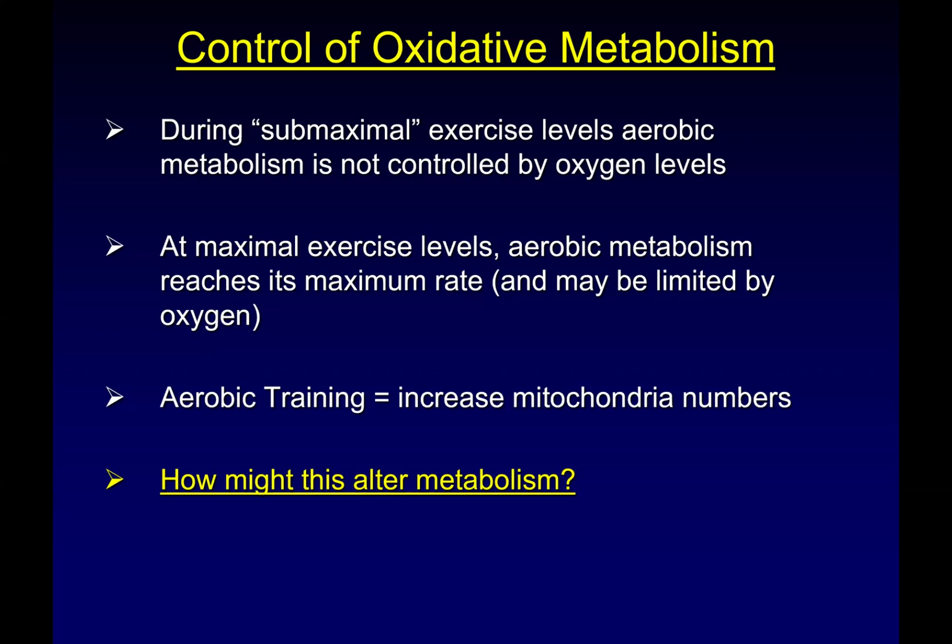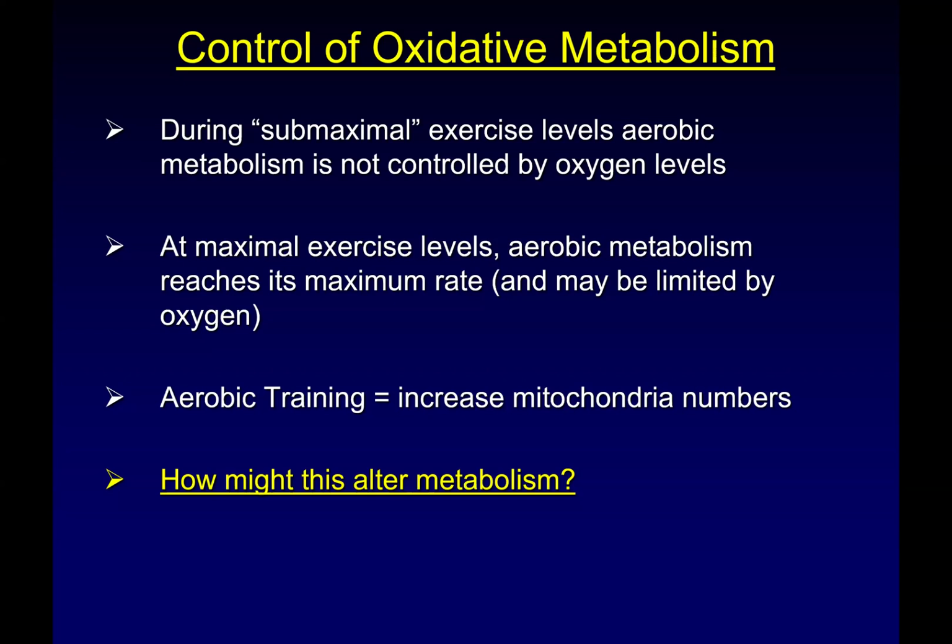Okay. It's just like a football stadium. If there's more seats in the stadium, you can put more folks in. Okay. So by having more mitochondria, that's the biggest way that we do these things. Having more mitochondria actually speeds up aerobic metabolism because it makes us more sensitive.